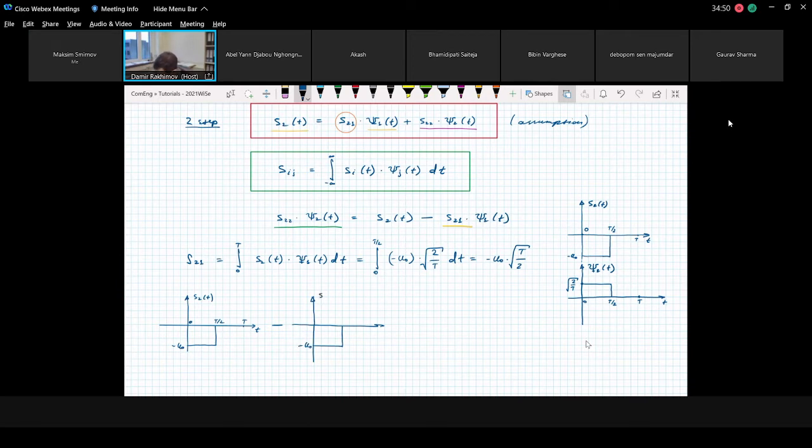Our product S21 times first basis function. And you see that the second signal and this product are equal. As a result, the difference between these two equals 0. There is nothing left for the difference. The difference equals S22 times psi2 of t.